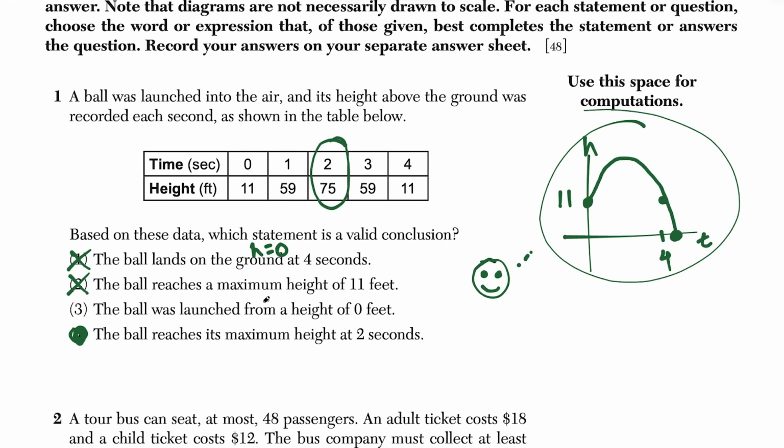So the ball was launched from a height of 0 feet. Well, the ball was launched is talking about time t equals 0. And at time 0, the ball is at a height of 11 feet. So it was launched from a height of 11 feet, not 0 feet. So that's why 3 is no good. 4 is definitely our answer.